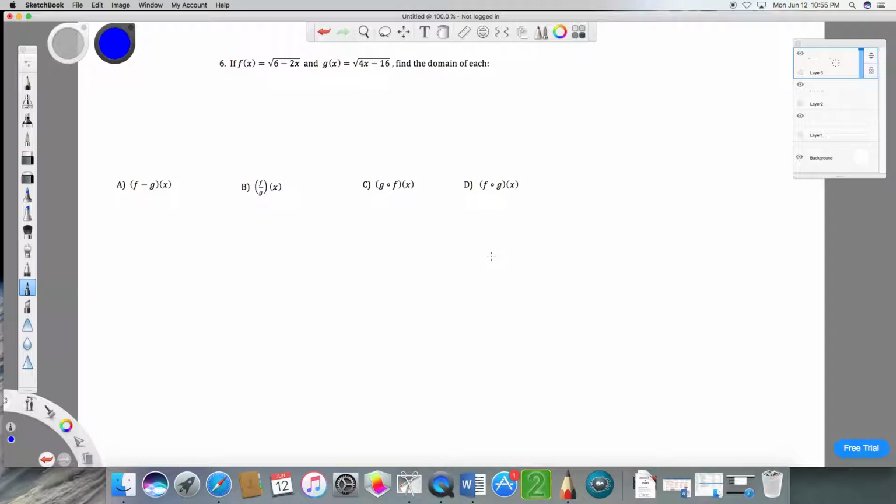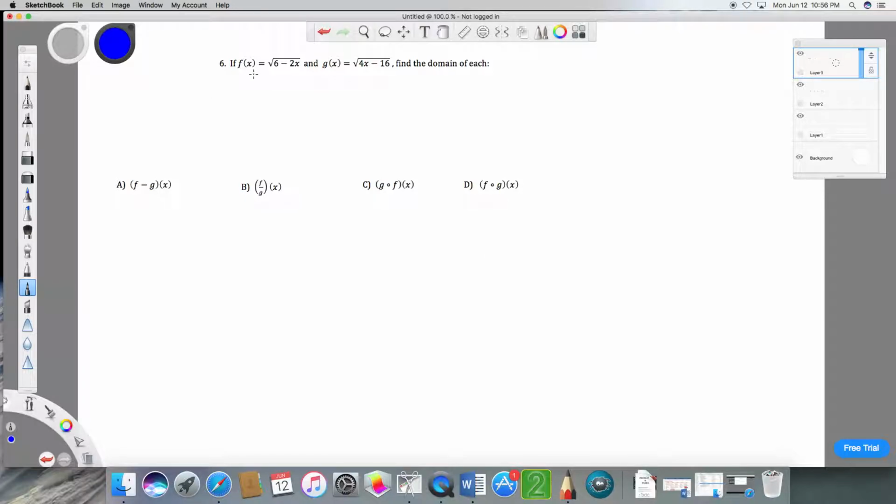They give us two functions and they ask us to find the domain of the difference of these two functions, the quotient of these two functions, and the function composition. So the amazing thing is that we don't have to find the expression for these new functions. All we have to do is determine the domain of f and the domain of g and use those domains to find the domain for these new functions.